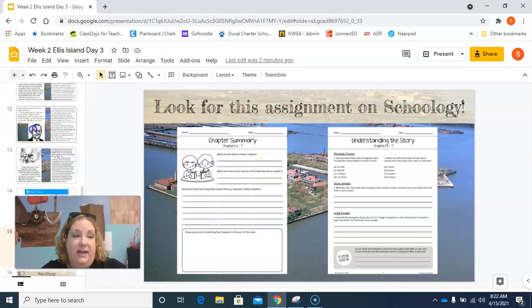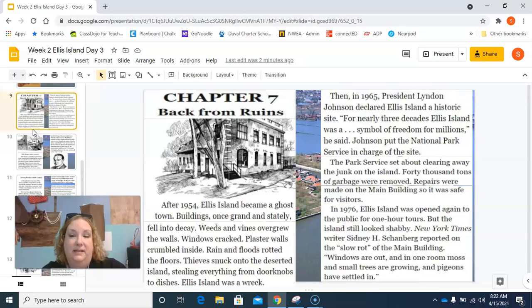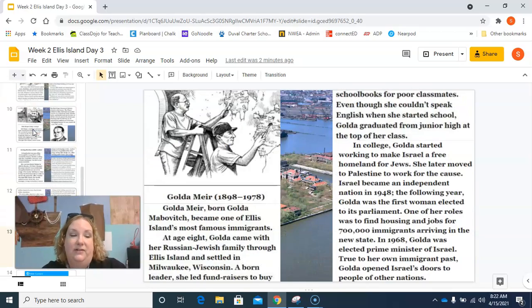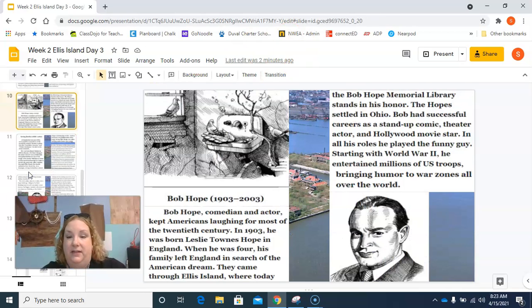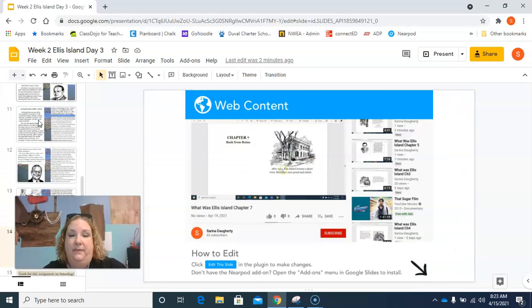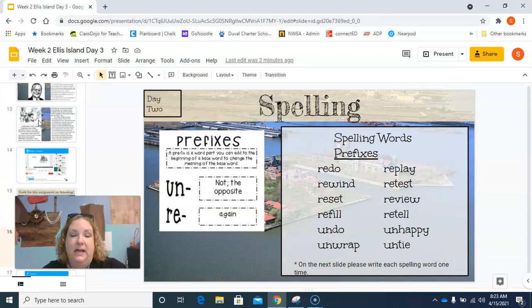For the Nearpod from today, you have to look back in the text to find the answers. It's going to be hard for you if you try to listen to the video again. You're going to need to go back in the text to find the answers. So you'll go back in today's text and go back to the Nearpod from yesterday and use that text as well to answer the questions. Okay, hopefully that makes sense.